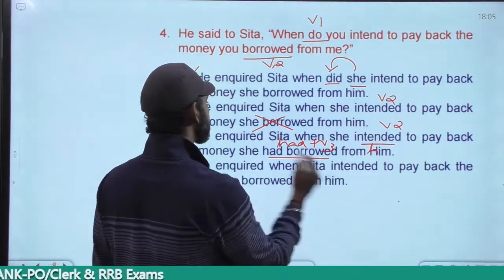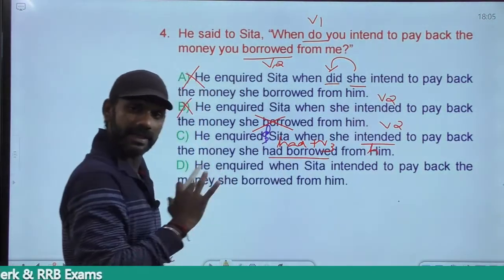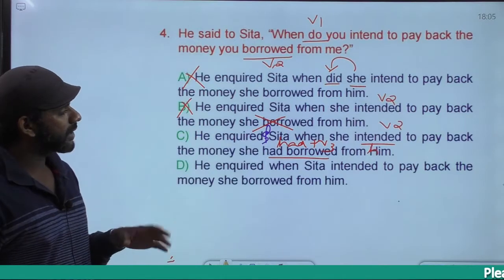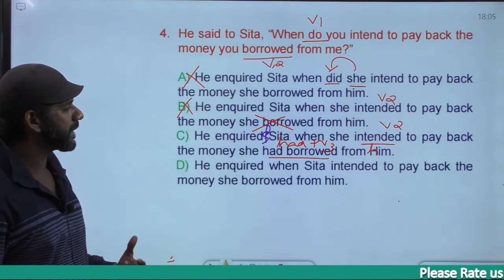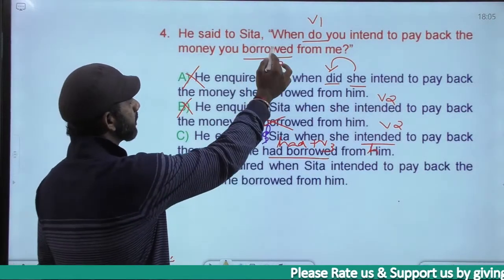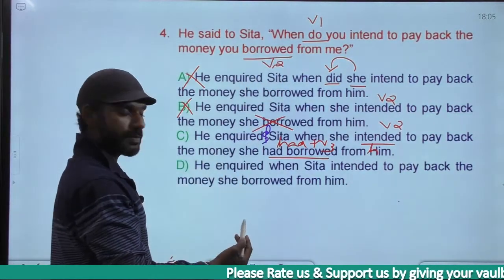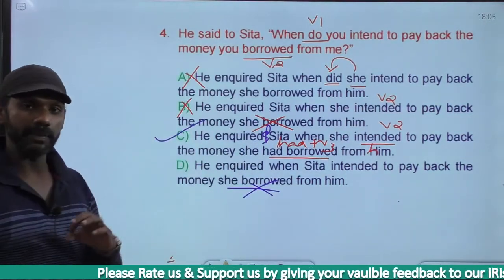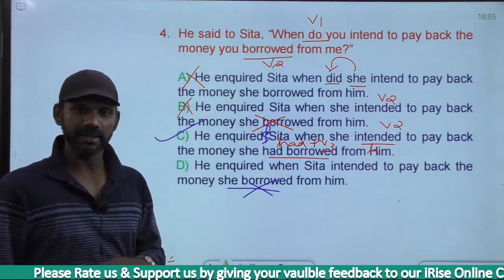We'll take it as she inquired of Sita. Take it this way. Leave it. We'll see whether option D is correct or not. He inquired when Sita intended to pay back the money she borrowed from him. She borrowed is simple past. Simple past must become past perfect. Eliminate, the answer must be C. It could be a typo. So he inquired of Sita is correct.